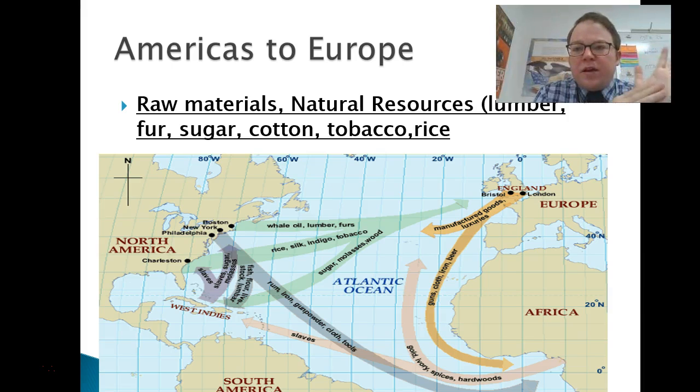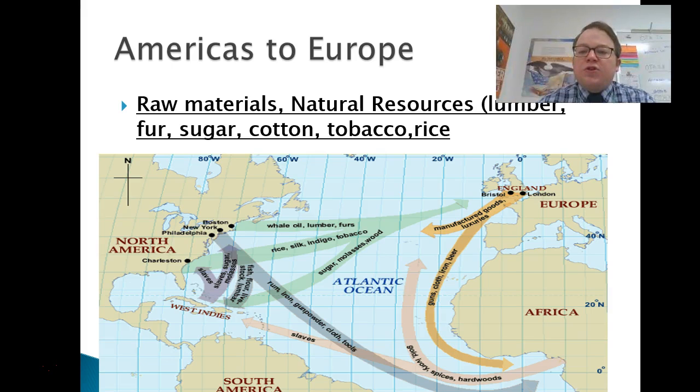From North America, they had North American colonies, a lot of whale oil, lumber, furs. They had some southern colonies: rice, silk, indigo, tobacco. Indigo is a dye used for the manufacturing of clothing. And then from the bottom, that's sugar, molasses, wood, things like that.